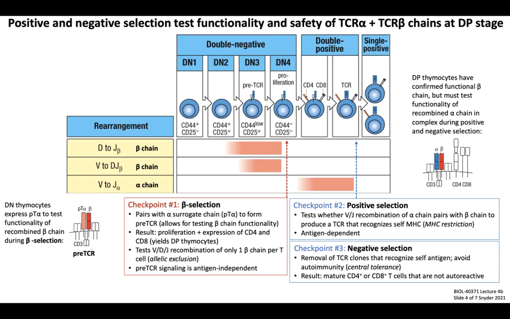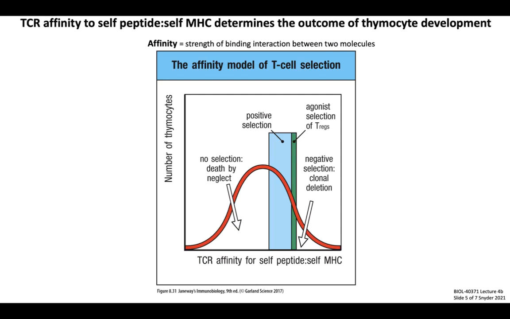selection process. Now, if you're paying attention, you'll have noticed that both positive and negative selection require binding between a TCR and self-peptide MHC, but these lead to very different outcomes. So this leads to survival in positive selection, but clonal deletion in negative selection. So how can these two outcomes be so different if they're both based on a TCR interacting with self-peptide MHC? And the answer to this problem relates to the strength of the binding interaction between TCR and peptide MHC. This is also a property that we refer to as the affinity of an antigen receptor.